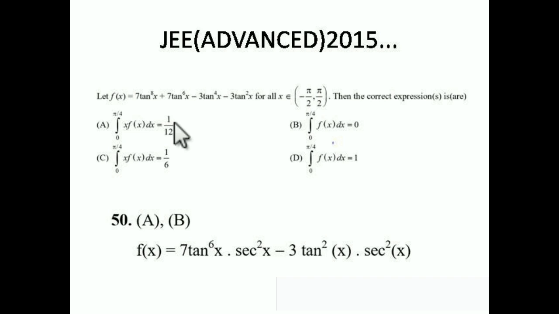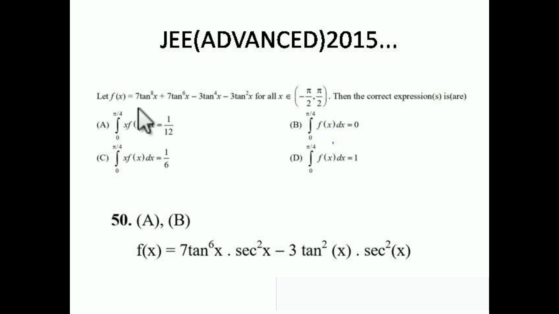Now, if we are looking at the options, you can see integration of 0 to pi by 4 x f of x dx in these two options, and 0 to pi by 4 f of x dx in these two options. So you can easily understand that you have to find out the value of 0 to pi by 4 x f of x dx and 0 to pi by 4 f of x dx. So let's do that. Now, what is f of x? First of all, f of x is given as 7 tan x raised to 8 plus 7 tan x raised to 6.